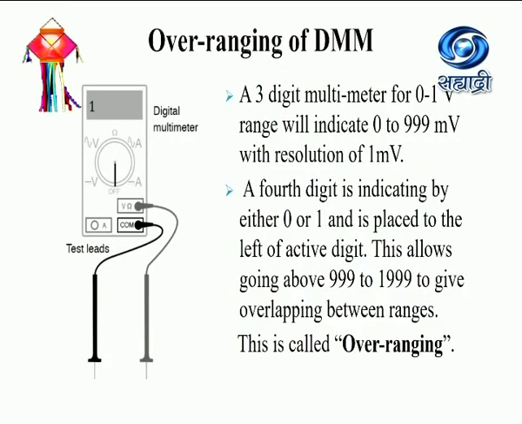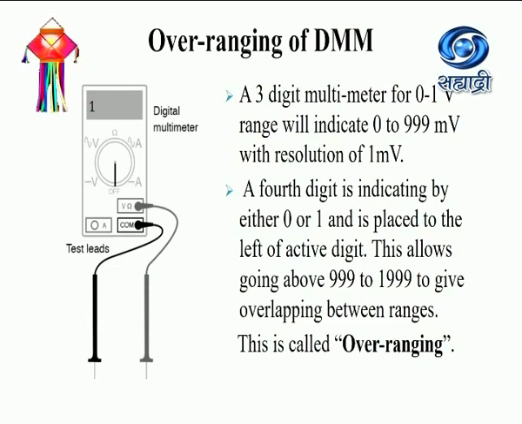Overranging of DMM. So if you consider this diagram, this is the diagram of DMM. A 3-digit multimeter for 0 to 1 volt range will indicate 0 to 999 millivolt with resolution of 1 millivolt. And a 4-digit is indicated by either 0 or 1, and it is placed to the left of the active digit. This allows going above 999 to 1999 to give overlapping between ranges, and this is called overranging.